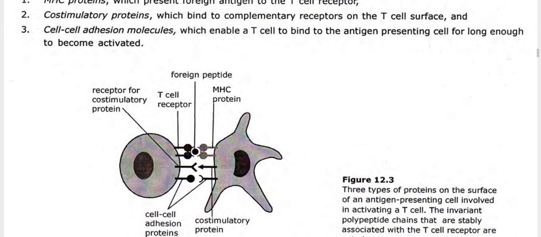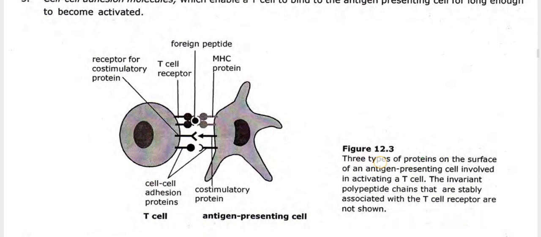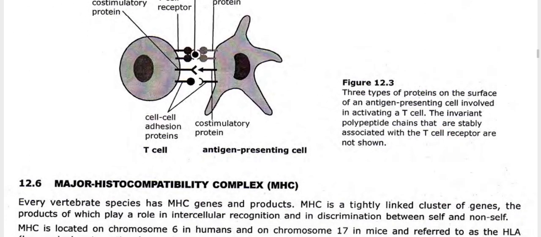So, receptor for co-stimulatory protein, T cell receptor, foreign particle or peptide, MHC protein, cell adhesion proteins, co-stimulatory protein, T cell and antigen presenting cell. Three types of proteins on the surface of an antigen presenting cell involved in activating a T cell. The invariant polypeptide chains that are stably associated with the T cell receptor are not shown.